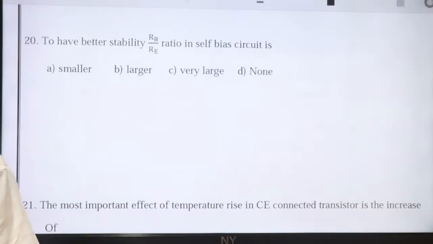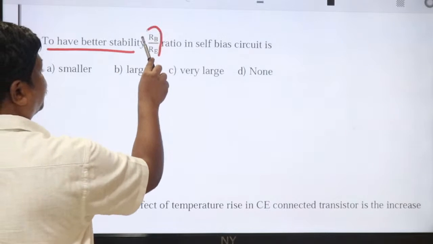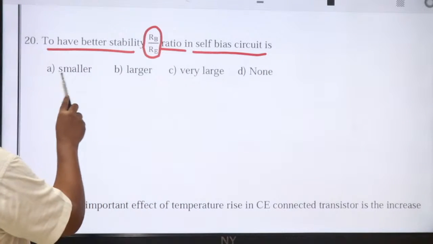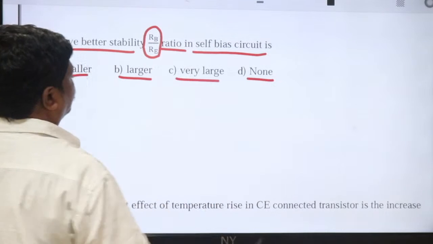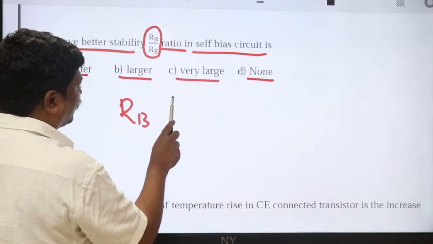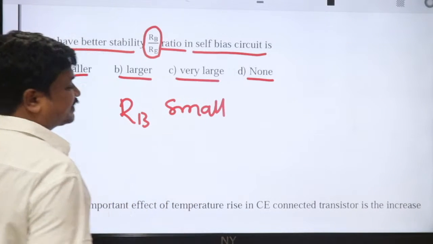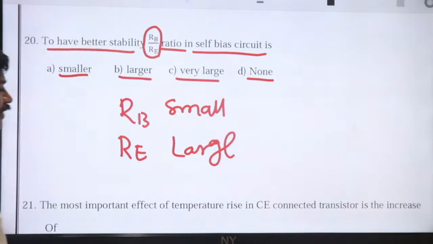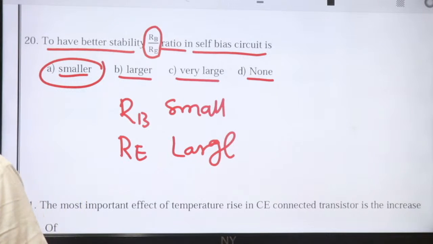Now see here. To have better stability, the RB by RE ratio in a self-bias circuit should be smaller, larger, very large, or none. Always the RB value should be small for better stability. We have two conditions, small or large, and no doubt it should be a small value. Clear, all of you?